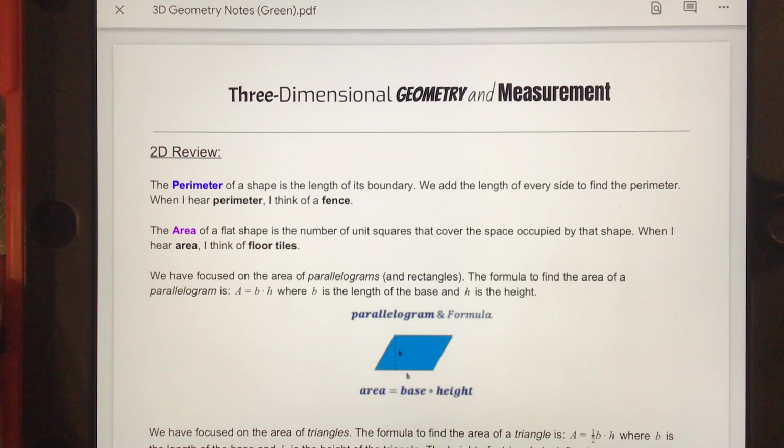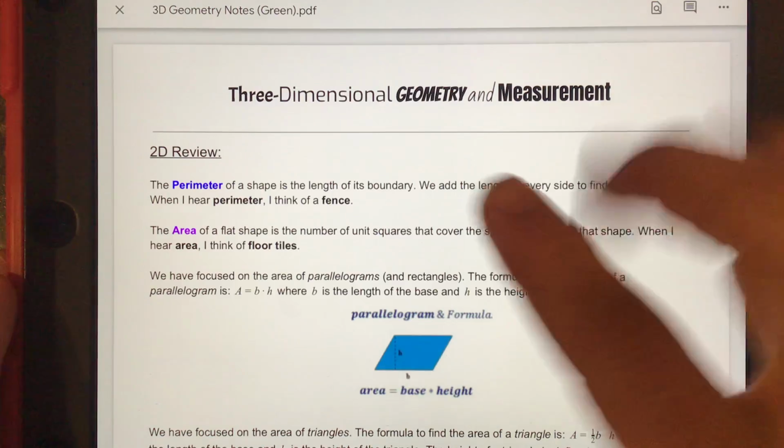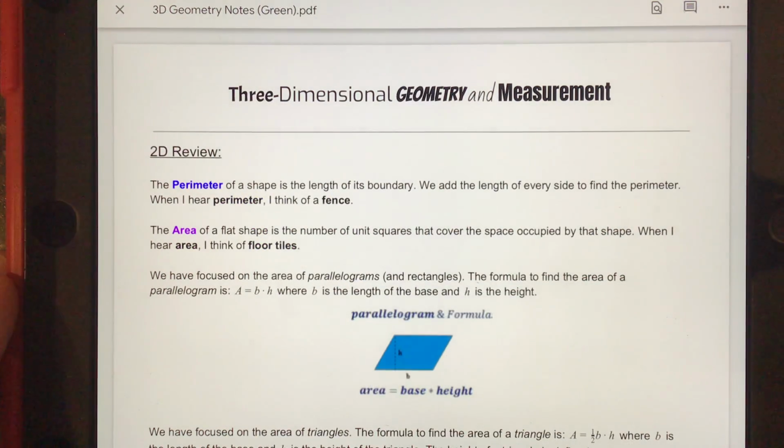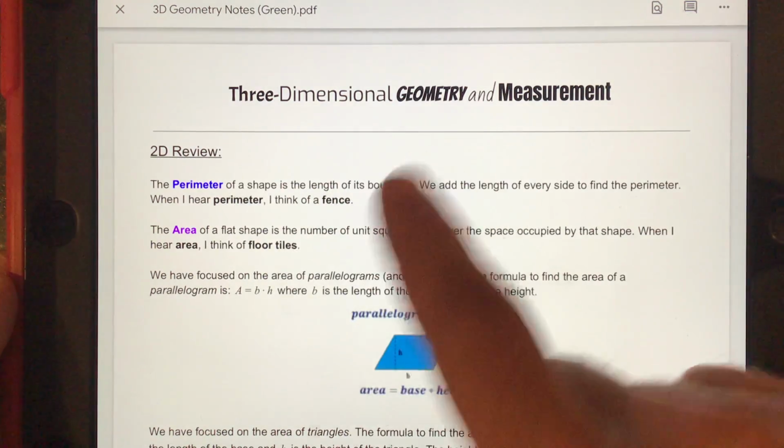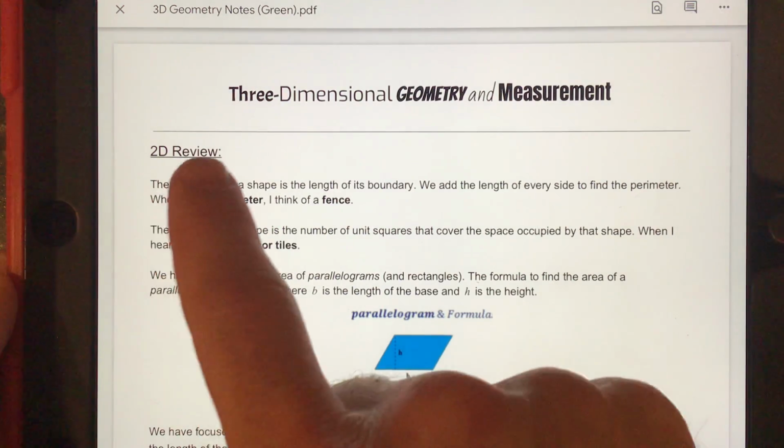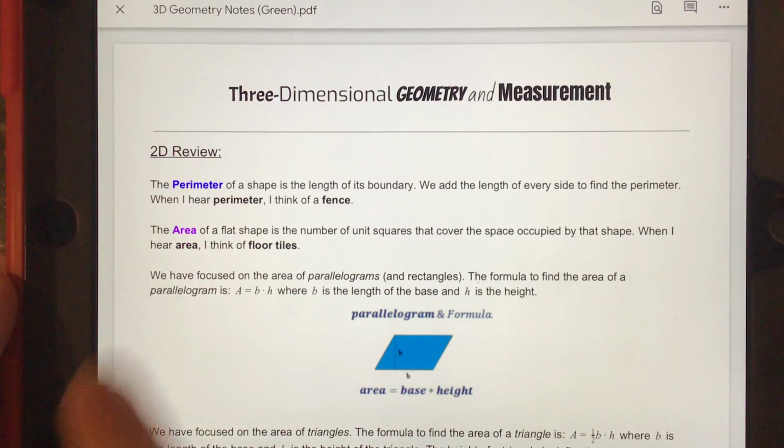This should look familiar. Your only assignment yesterday was to open this three-dimensional geometry notes file that I shared on Google Classroom and just to read through it and make sure we kind of understand what we've been looking at for the last couple weeks. And our three-dimensional geometry and measurement review actually started with 2D review, right?